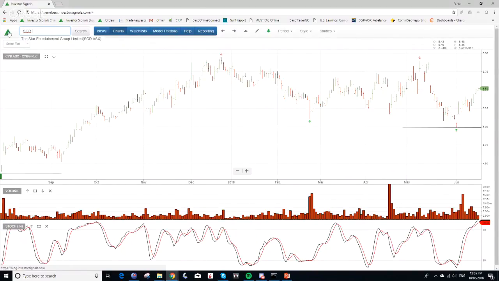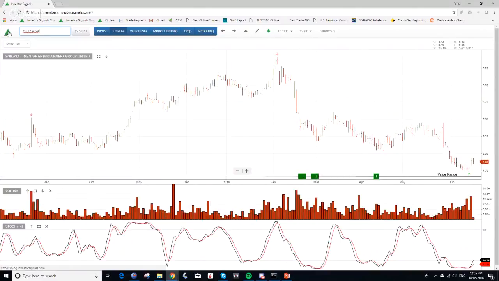SGR, Star Entertainment, looks to be oversold down here at around 480, 490. So we continue to track that.